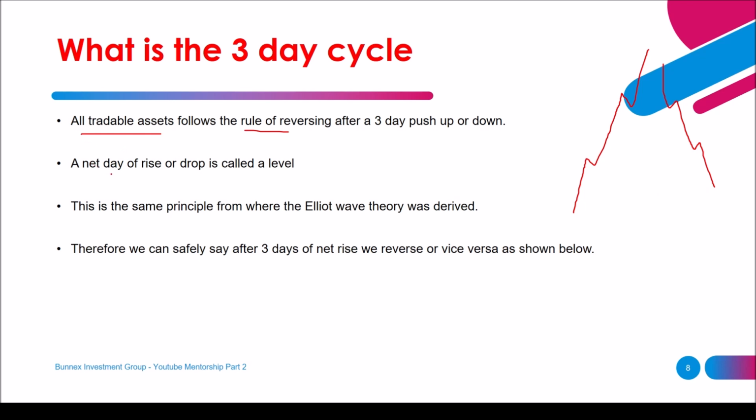However, a net day of rise or drop is what we call a level. By net, we are saying a day that breaks the high of yesterday, or the high of the previous day, is what we call a level. So this is the same principle from where the Elliott wave theory was derived. I'm sure the Elliott wave is actually a common trading method amongst today's modern traders. Therefore, we can safely say that after 3 days of net rise, we reverse or vice versa, as shown below.